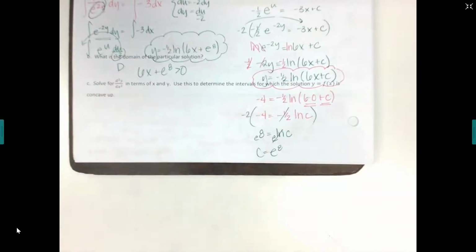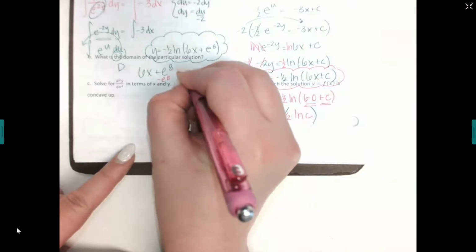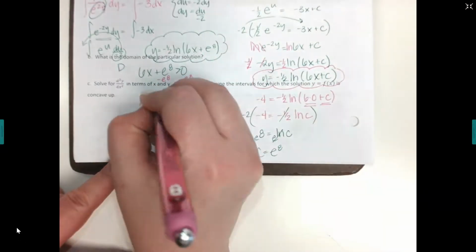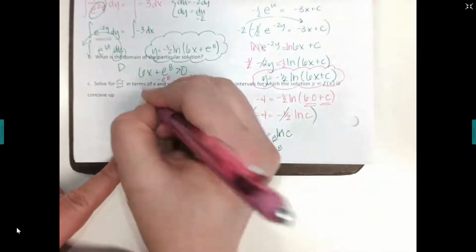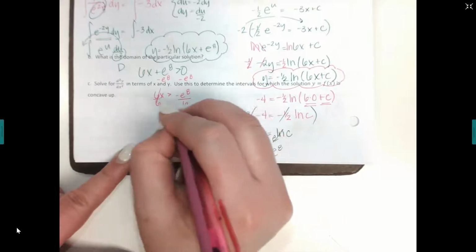And then do you remember how to solve those like we talked about? Okay, you'd take the plus e to the 8, you'd minus it across, then divide by 6. So I'd minus e to the 8 across. I'd have 6x greater than negative e to the 8, then divide by 6. Question, would I flip the sign? No, because I didn't divide by a what?